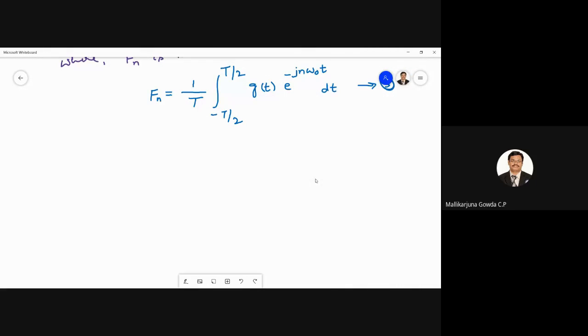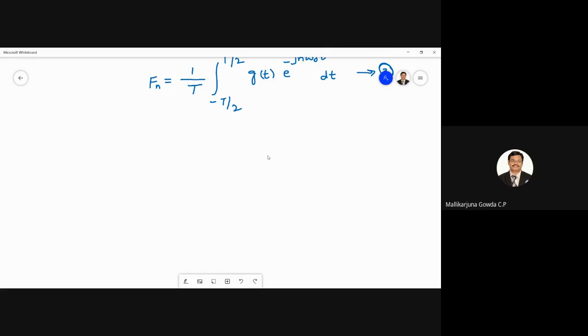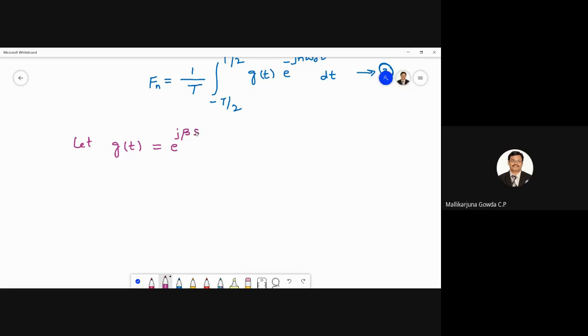I hope you people have noted these equations. So now let me set g of t. Let g of t be equal to e power j beta sine 2 pi fm t.